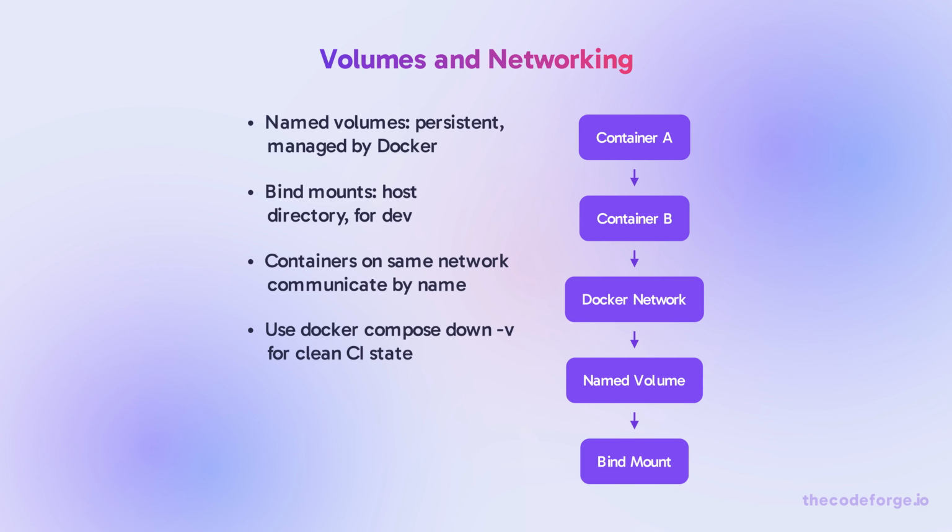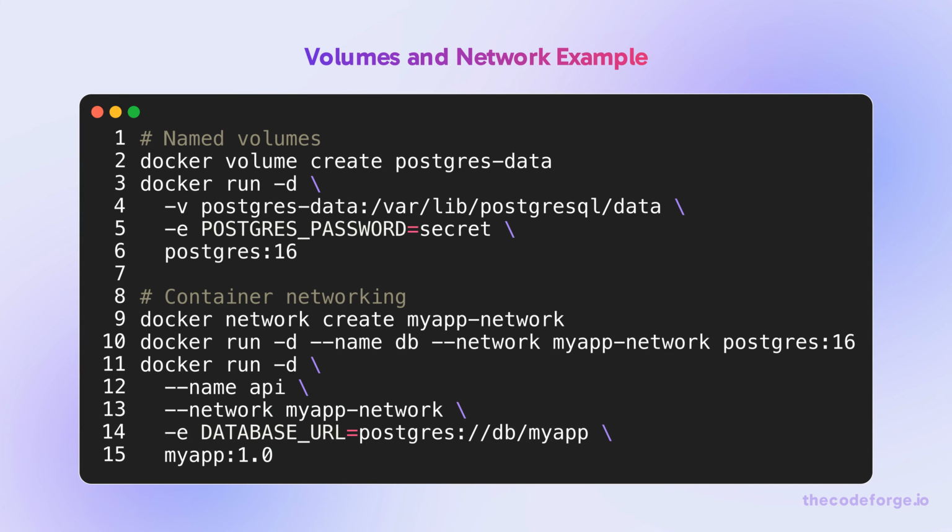Containers are ephemeral. For persistent data, use named volumes. For development, use bind mounts for hot reload. Containers on the same Docker network can reach each other by container name. Never use localhost for container-to-container communication. Here's how to use named volumes and custom networks. The API container can reach the DB container by the hostname db. Named volumes persist data even after container removal.